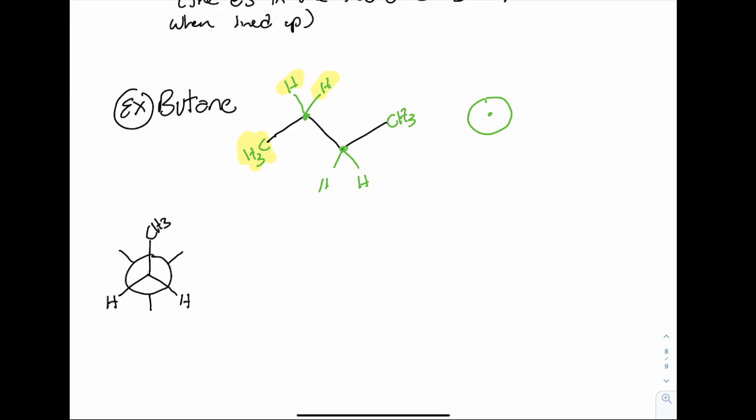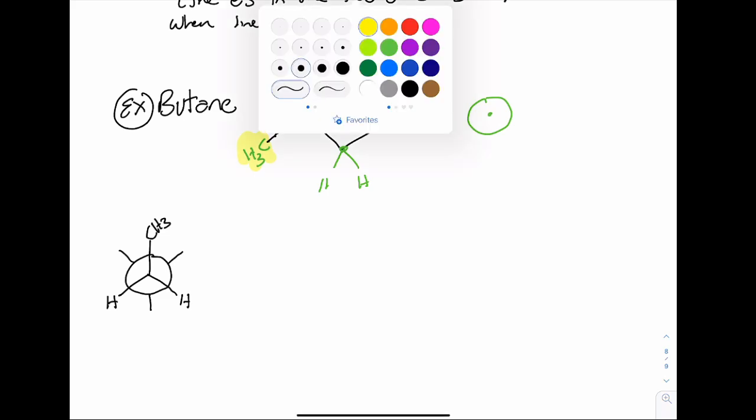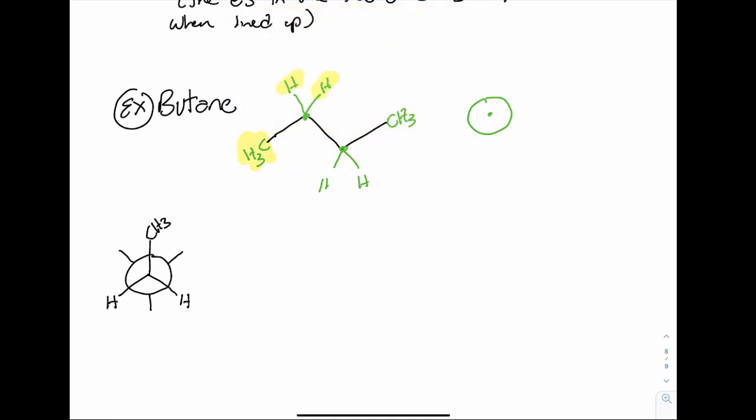My back carbon also has 2 hydrogens and a CH3 group. And I'm going to put my CH3 groups opposite of each other. You don't have to. What you do have to do, though, is make sure that line goes to the carbon and not the hydrogens. That's a really common mistake. I'm going to draw it wrong, and I will mark off for it.